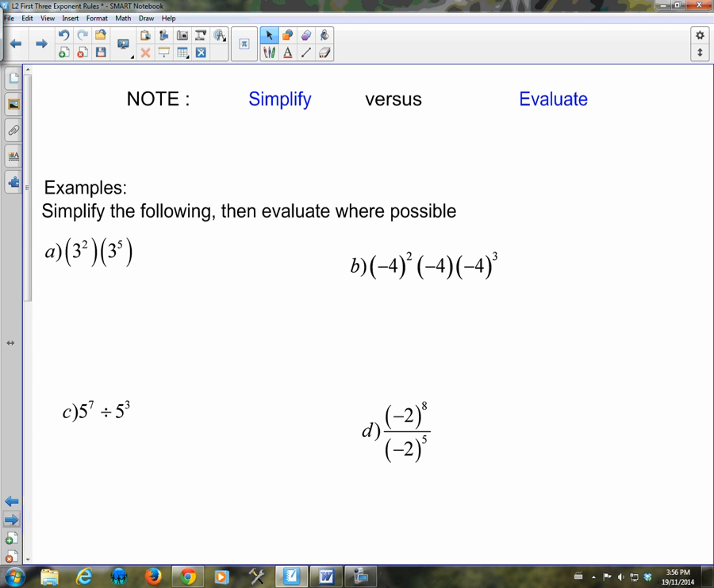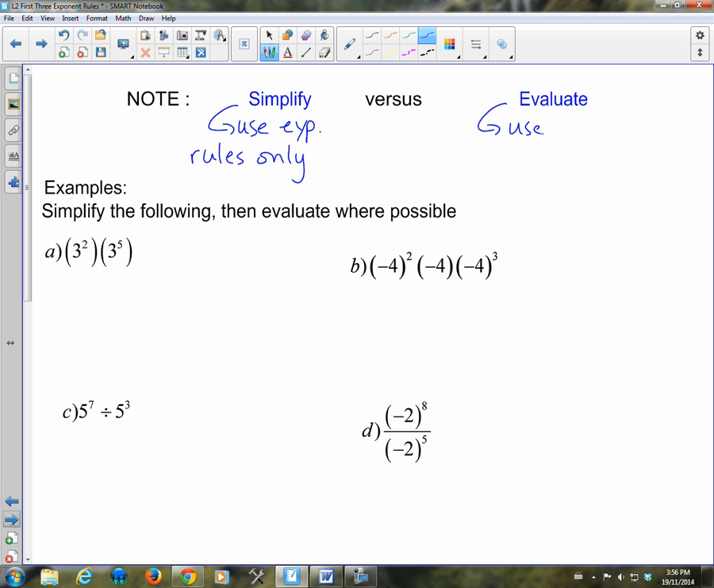Okay, so we're going to use those rules now. One comment in math: simplify versus evaluate. Simplify means that you use your exponent rules only, and then you quit once you're done using your exponent rules. Evaluate means use your exponent rules and then calculate an answer.